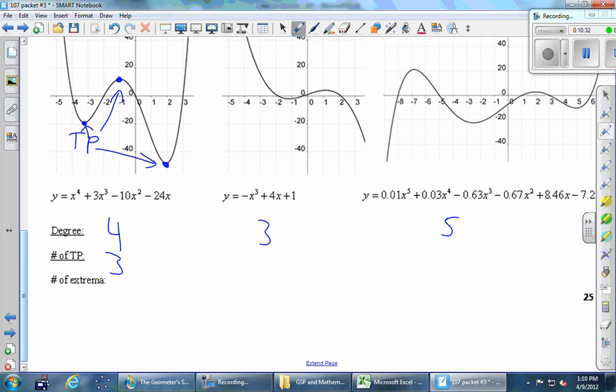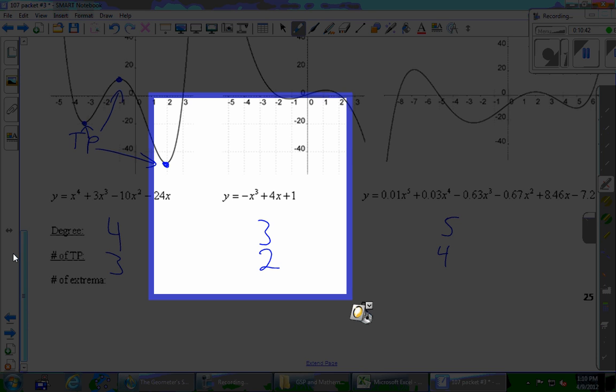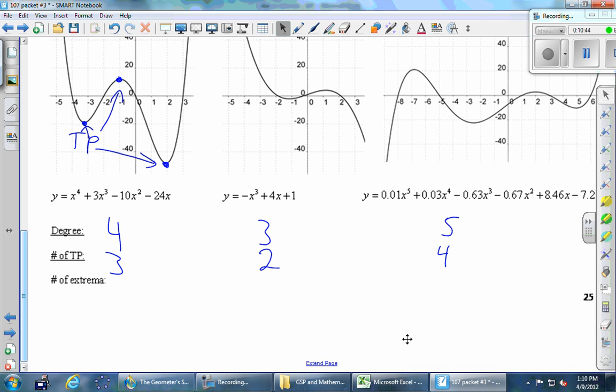Okay, how many turning points for the middle one? 2, and for the last one, 4. Okay, Michael, what did you say? Michael says the number of turning points is always 1 less than the degree. Does this evidence suggest that he's right? That the number of turning points is always 1 less than the degree. Good observation. We'll write that down on the next page.